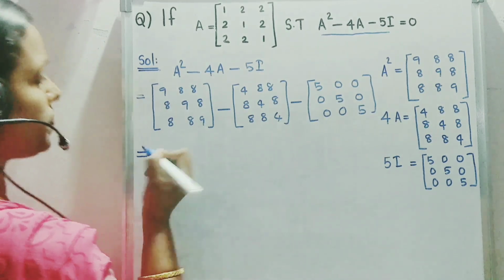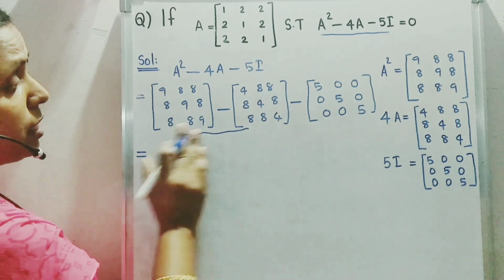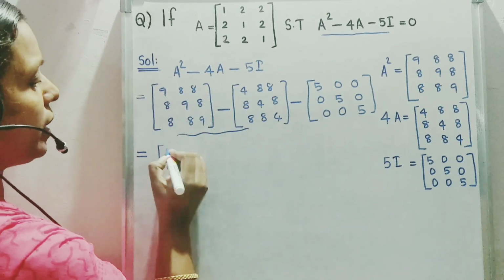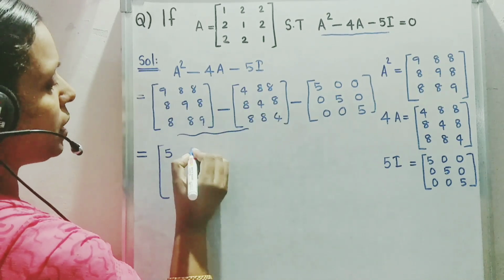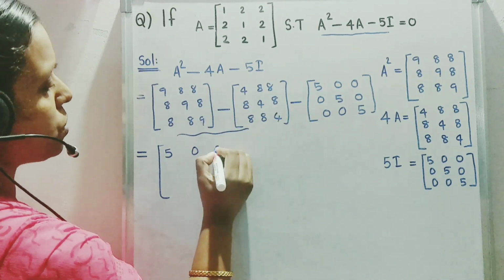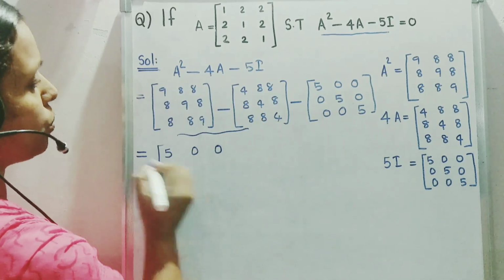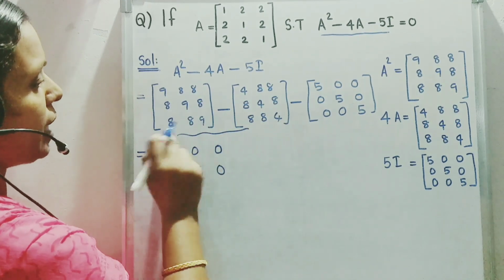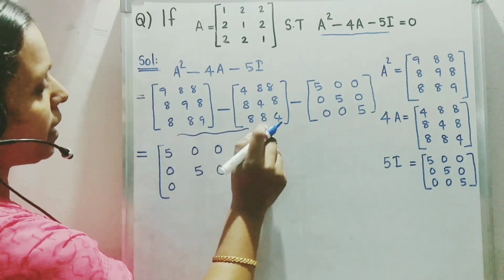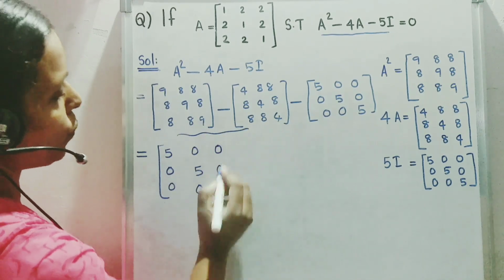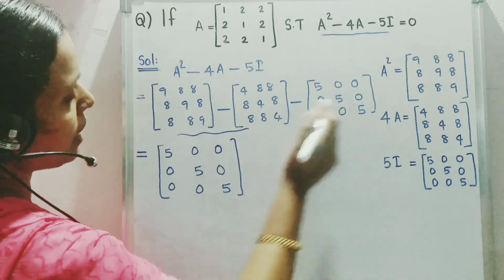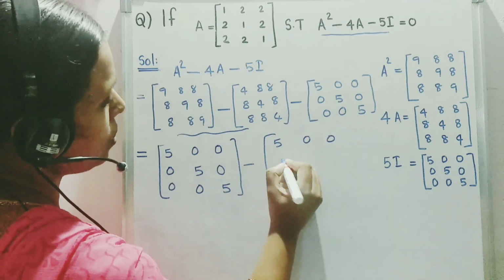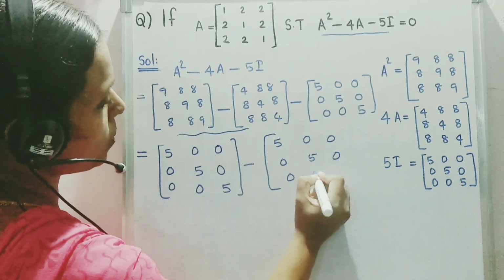That is equal to. First we subtract these two matrices. Here 9 minus 4 we get 5. 8 minus 8 we get 0. 8 minus 8, 0. 9 minus 4, that is 5. 8 minus 8, 0. 9 minus 4 we get 5. Then write the next term, that is matrix 5 0 0, 0 5 0, 0 0 5.